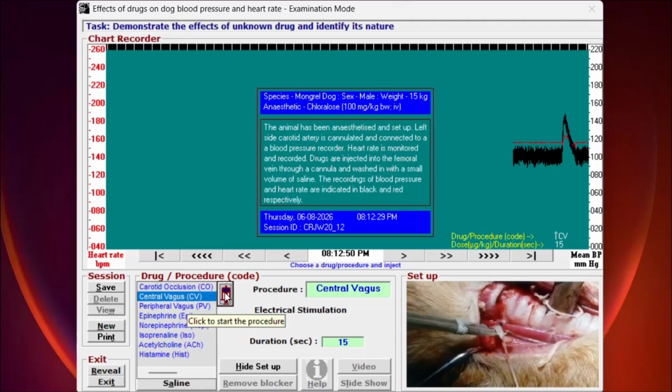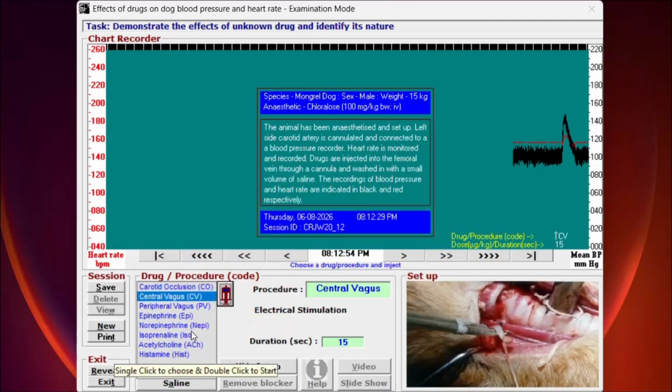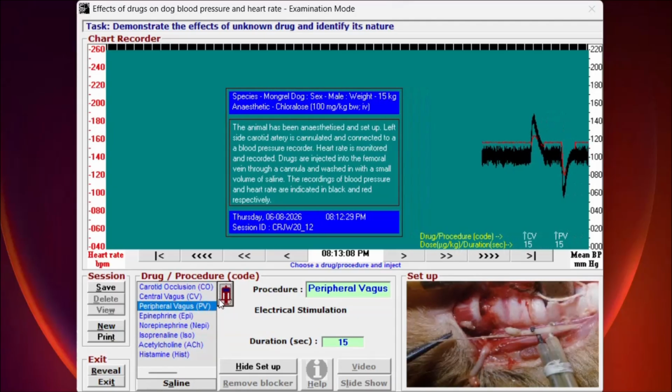Now next is the effect of peripheral vagus stimulation. I can show you the particular effect in this slide only instead of going back to the new one. Before that, let's select peripheral vagus now. I have selected peripheral vagus, and now you can see this is the effect of peripheral vagus stimulation.